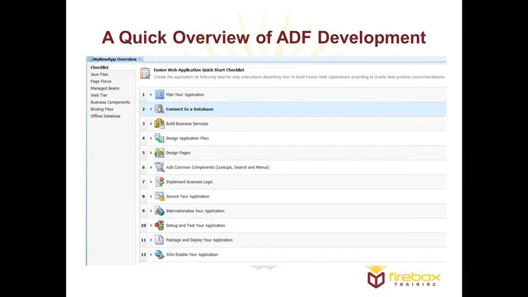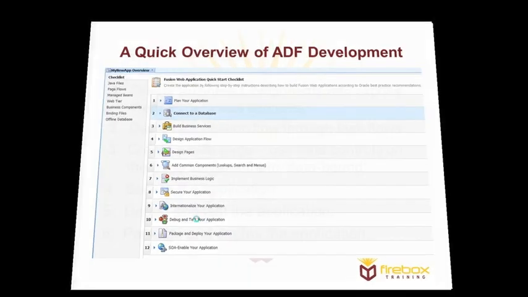If you wanted to get a quick glimpse of how ADF development works, what you're seeing is a screenshot of a roadmap when we create a brand new application. If we were to create a new Fusion application in JDeveloper, this is what you would see, and you can use this as your roadmap, or you could just close this window and do things in your own order if you want to, and I'll show you that in just a moment.